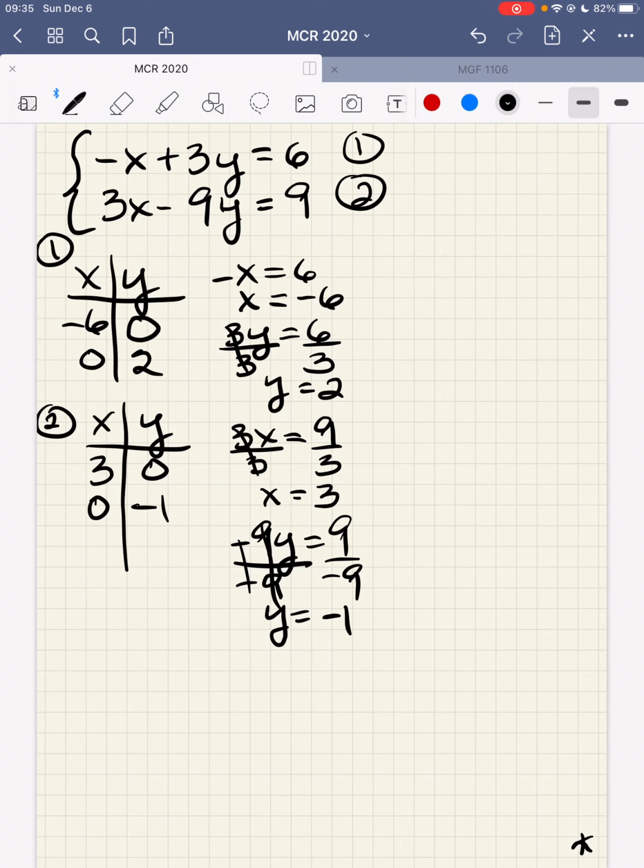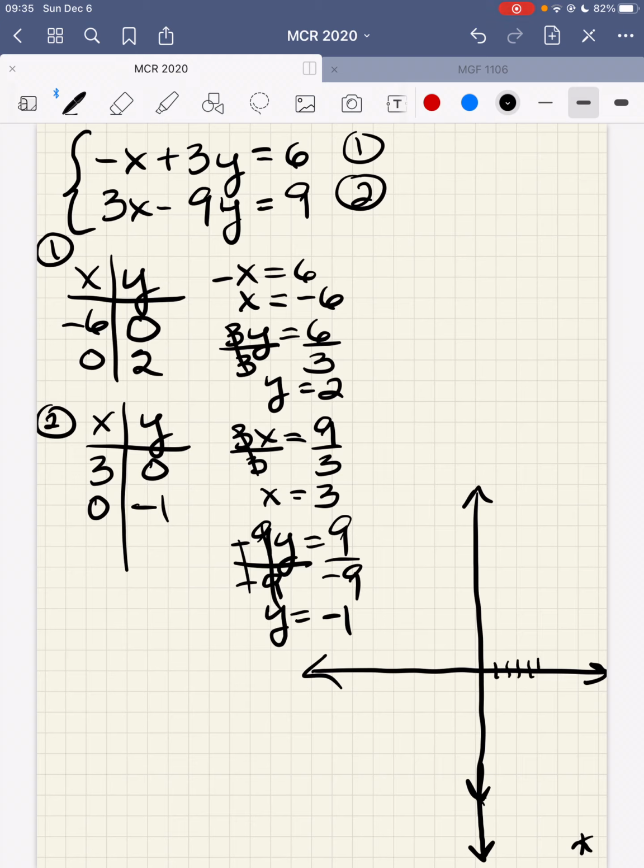I'm going to go ahead and graph this line. I might want to extend this out a little bit. There we go. And I have 6, 0. I'm going to make my lines a little smaller. I'm running out of room. So negative 6, 0. 0, 2. And I have 3, 0. And 0, negative 1.